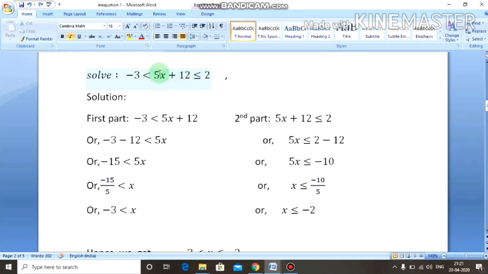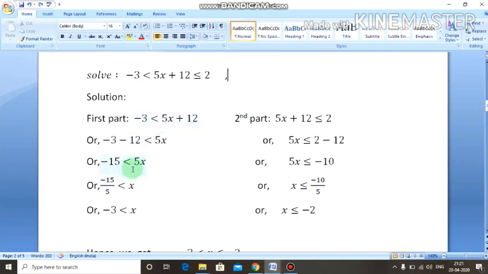Actually we will break this inequation into two parts. First we will consider the first two parts as the first part. We will solve this part. See here, first part, minus 3 less than or equals to 5x plus 12. We will solve this part, and then the second part, the middle and last. First and middle we will consider as the first part, and middle and last we will consider as the second part, and individually we will solve. Okay, so for the first part, minus 3 less than or equals to 5x plus 12.